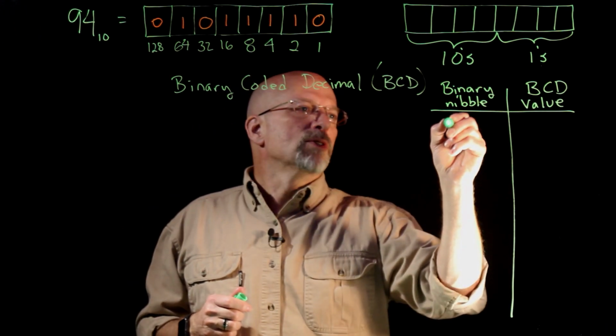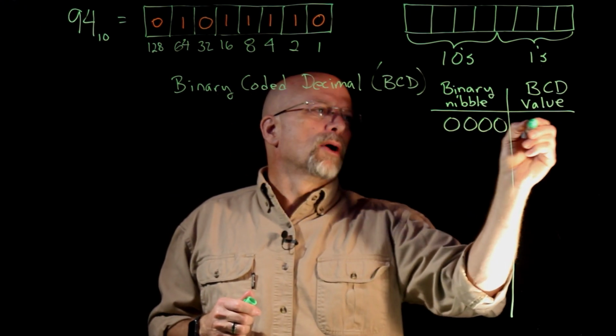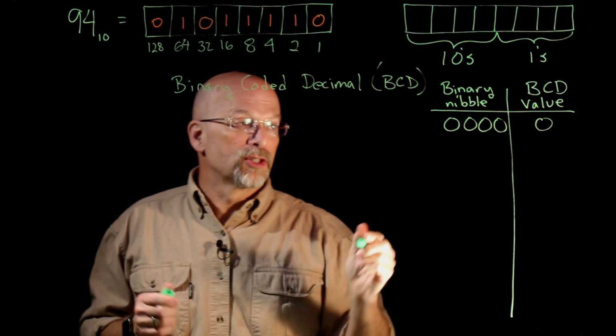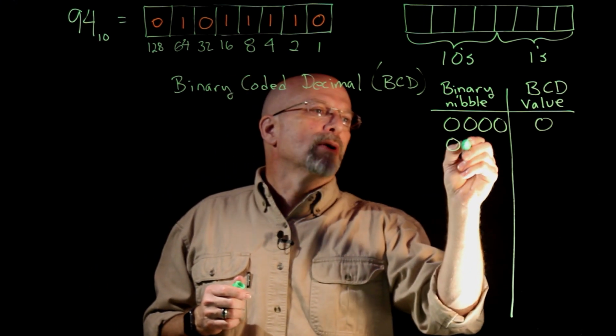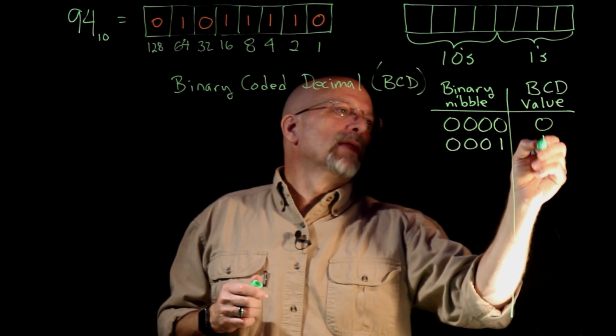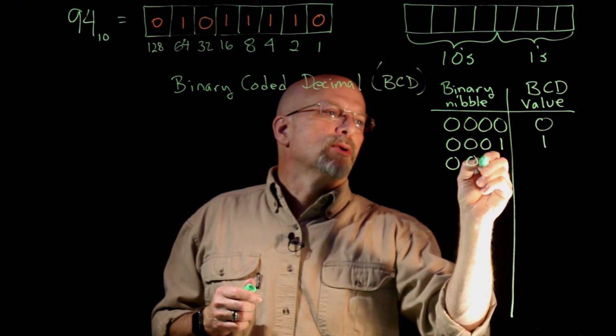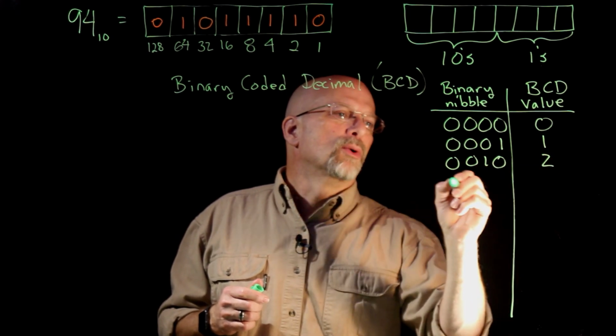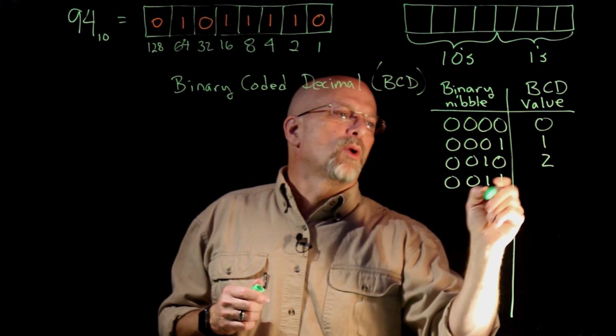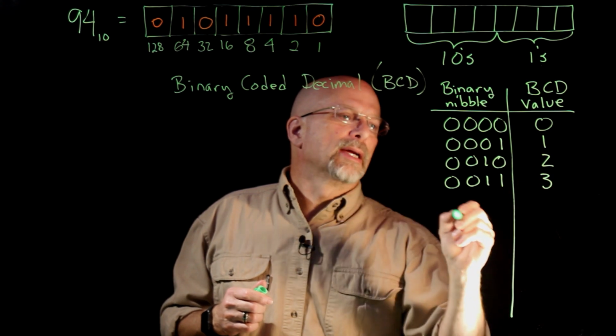So we start out with 0, 0, 0, 0, which in decimal is a 0, right? And we have 0, 0, 0, 1, that's a 1. 0, 0, 1, 0, 2. 0, 0, 1, 1, that's 2 plus 1, that's 3.